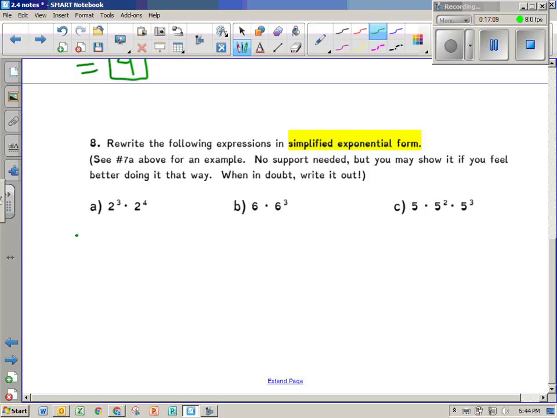Well, let's see. If we just use sort of our little shortcut and imagine it all written out, we have 3 2's, and then we have 4 2's. So if you have 3 2's and then 4 2's, you'd actually have 7 2's all multiplied together. So this is simplified exponential form. If it asked for expanded form, we would actually have to multiply 2 times itself 7 times. Pause the video and write down what you think the answers are for these next two, and then we'll come back and check.